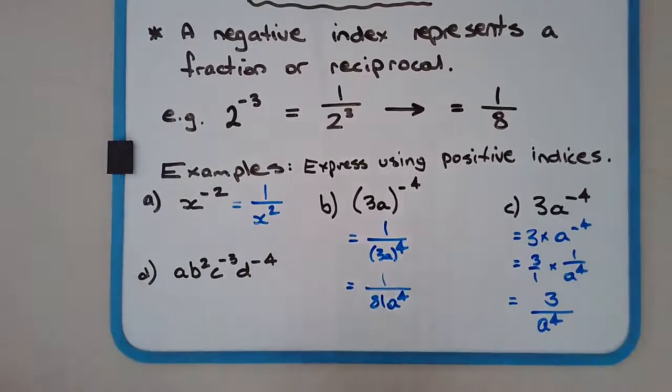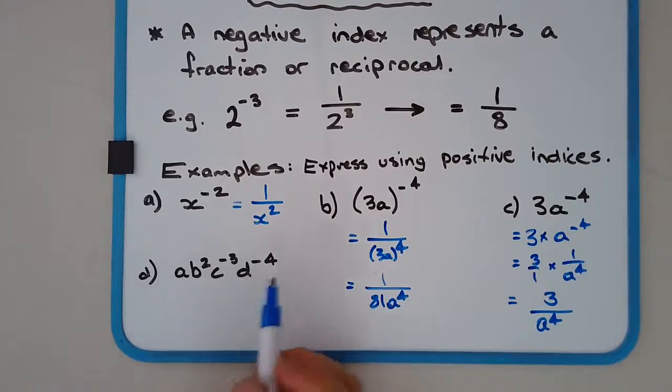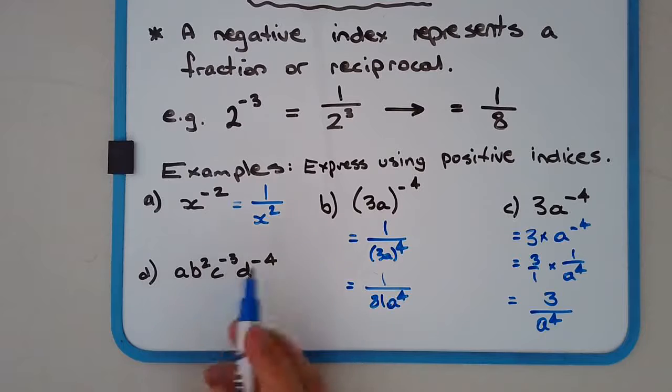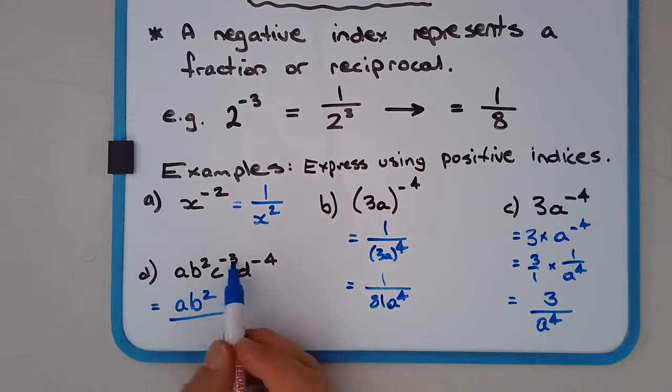And the last one, a, b squared, c to the negative 3, d to the negative 4. So I just put that one in for a bit of fun. We have a mix of positive and negative indices. That's just a to the 1, but there's no negative index there, so the a b squared is actually in the numerator. But then you've got c to the negative 3, d to the negative 4. That means that c and d are in the denominator, the bottom part of the fraction.